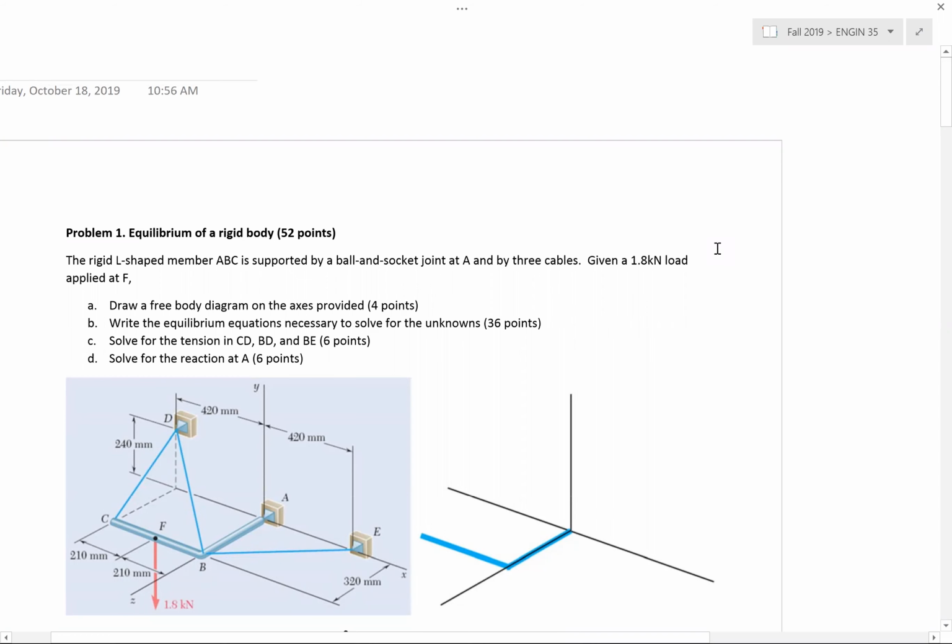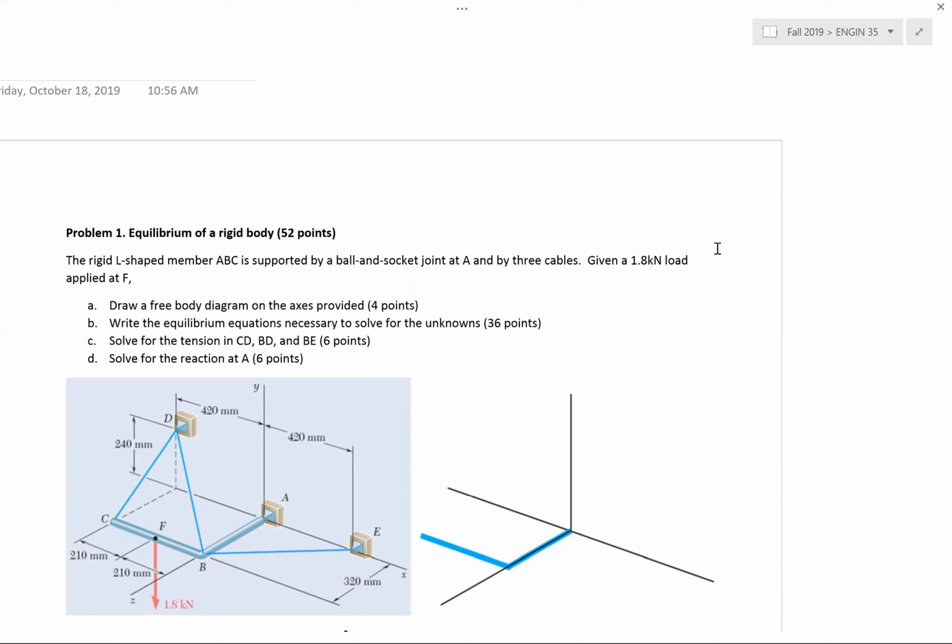In this video, we are going to go over problem 1 from our second test. This problem says that the rigid L-shaped member ABC is supported by a ball and socket joint at A and by 3 cables. So we have 3 cables in this problem. We have cable CD, cable BD, and cable BE.